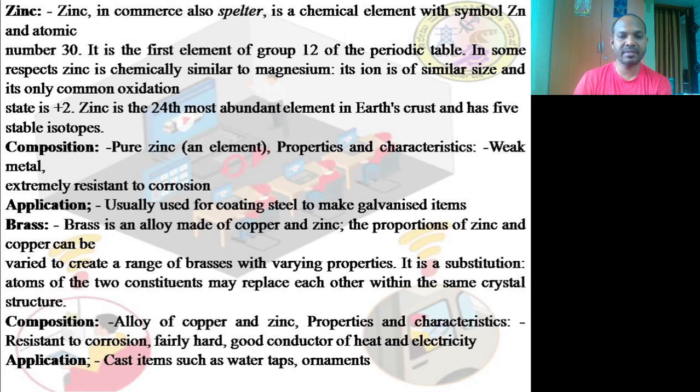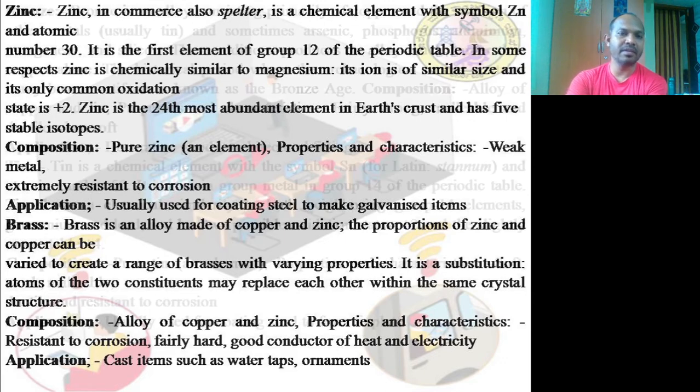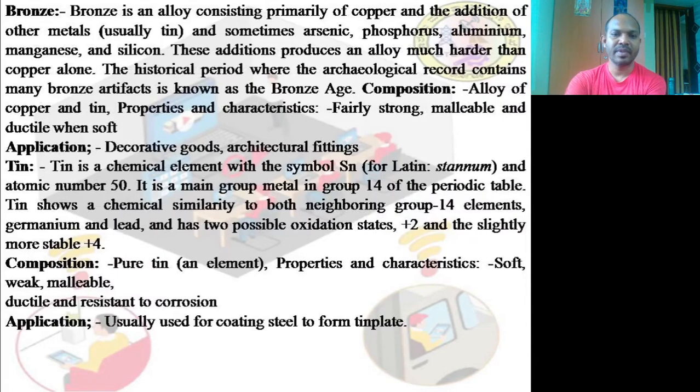Brass is used to cast items such as water taps and ornaments, and it is also used most probably in the preparation of idols. Apart from brass, bronze is mostly used in decorative applications.